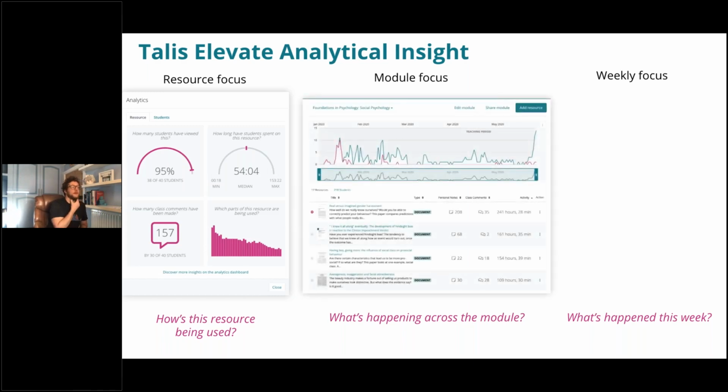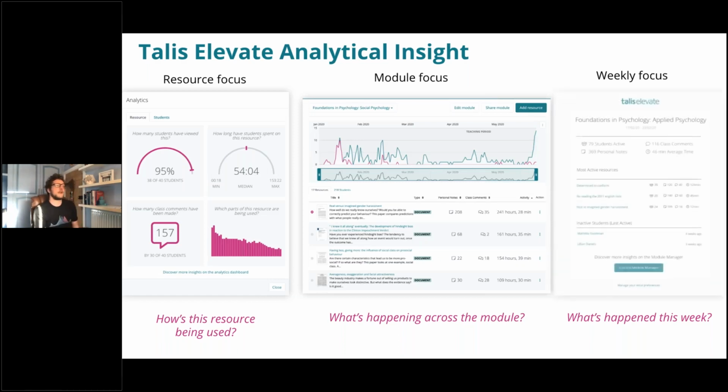We've then got the module focus, which we call the module manager. Now this again is designed to give you an overview of what's happening across the duration of my module. This gives you a lot more flexibility and customization of the data, so you can start to answer very specific questions that you may have around specific resources, specific students, or specific time periods. And then finally, we've got the analytics emails that are shared every week, which are designed really just to give you an overview of what's happened this week, a very quick snapshot of the past week of teaching.